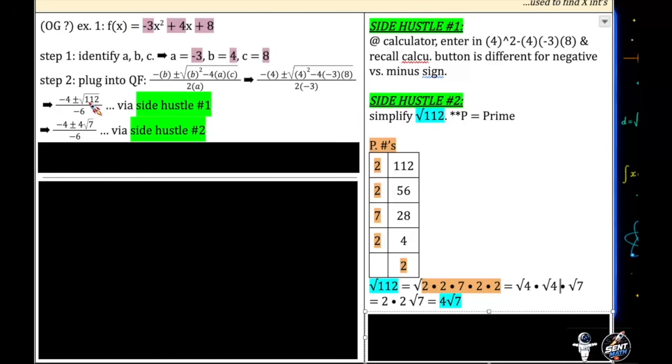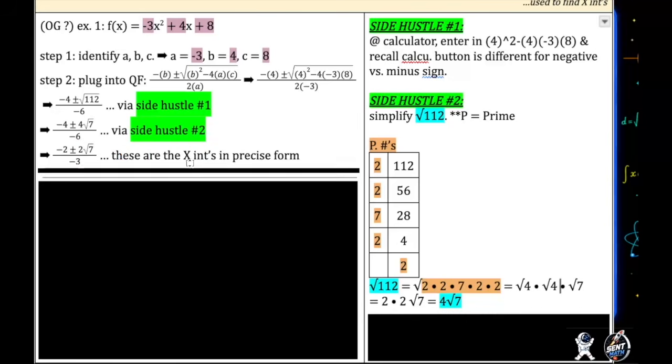Again, we go from root 112 to 4 root 7 via side hustle number 2, which is right here. And finally, we're just going to reduce the 4, 4, and 6 by dividing by the greatest common factor, which is 2 in this case.